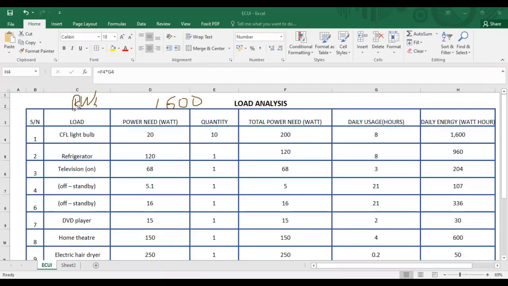The kilo is a small letter, while the W is a capital letter, and the h is a small letter. So this is kilowatt hour, and you pay for kilowatt hour. So 1 kilowatt hour of electricity is equal to how much? Now, how much depends on the tariff class that you are. We have residential, commercial, and industrial tariffs.